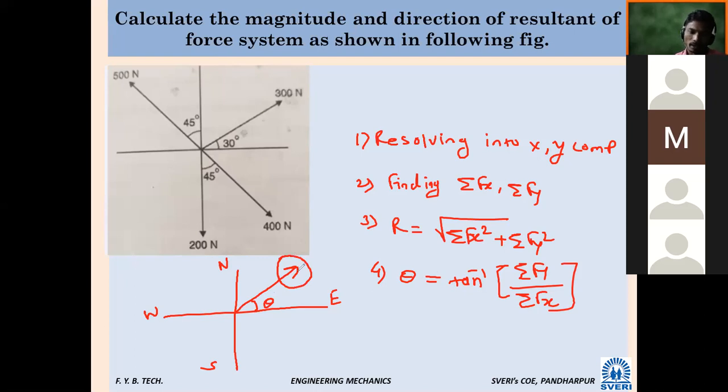Fx and Fy. In which quadrant does the summation of Fx and Fy fall? We have considered the signs of Fx and Fy. In which quadrant will it come? Third, magnitude, meaning this R is the magnitude, theta is the direction, and the fifth thing we are now going to calculate is called the location.